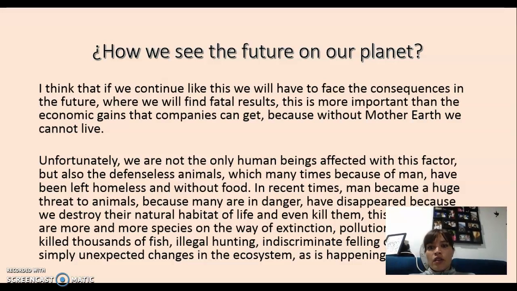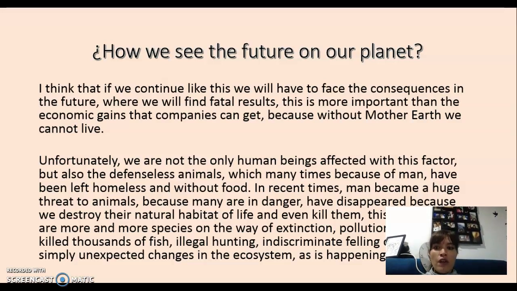Unfortunately, we are not the only human beings affected by this factor, but also the defenseless animals, which many times because of men have been left homeless and without food. In recent times, men have become a huge threat to animals. Many species have disappeared because we destroy their natural habitat and even kill them. This is why there are more and more species on the way to extinction.